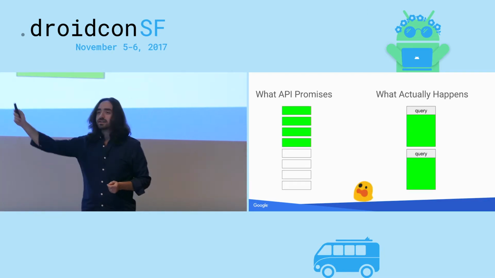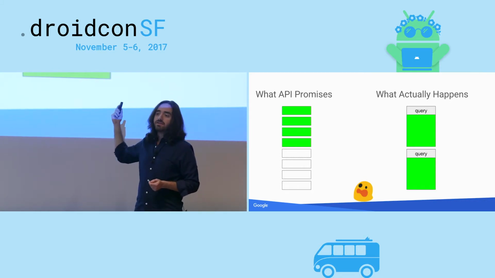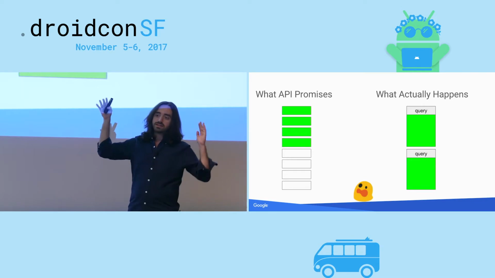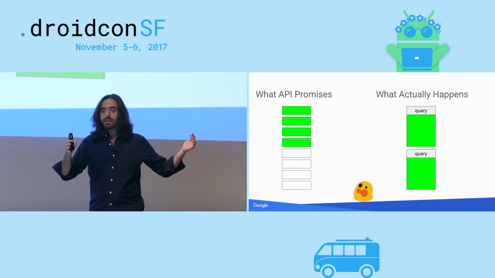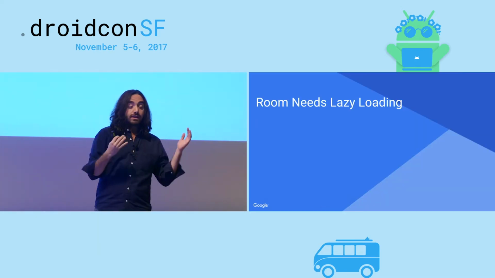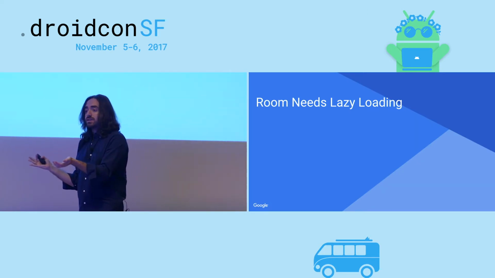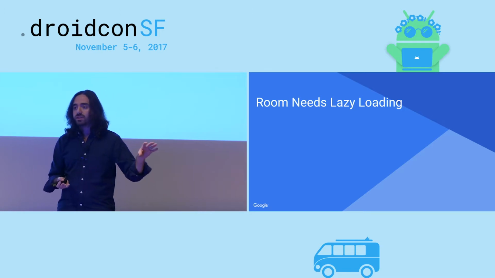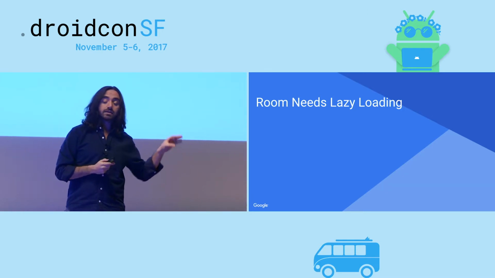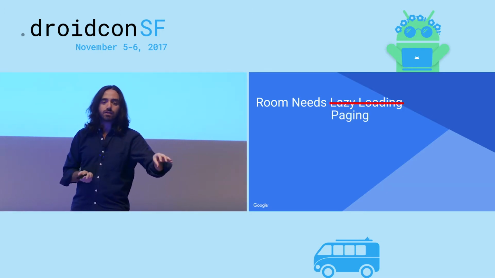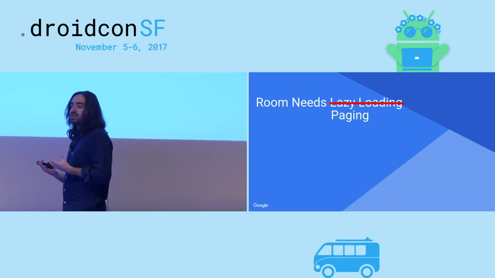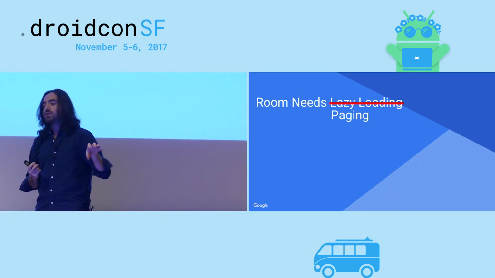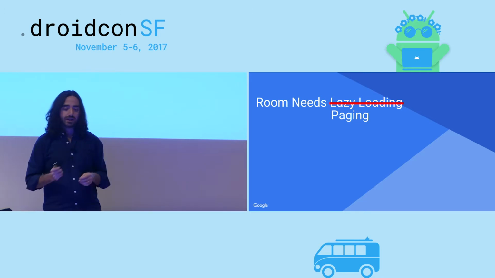So the API looks like the one on the left. You think you're accessing them one by one, but the actual behavior is the one on the right, where you access big chunks of data as you need. So this is how it is defined, and we cannot really change it because that's the best way to access I/O, to do it in chunks. That means Room doesn't really need lazy loading. What it really needs is paging, to be able to page those cursor windows into memory efficiently.